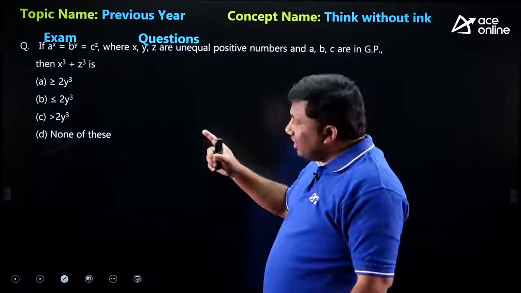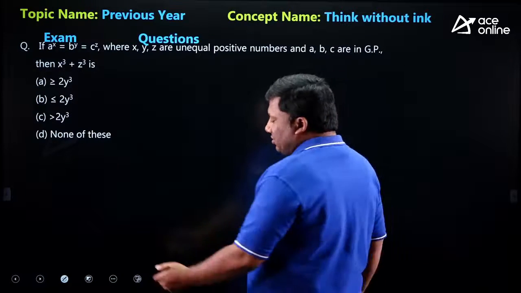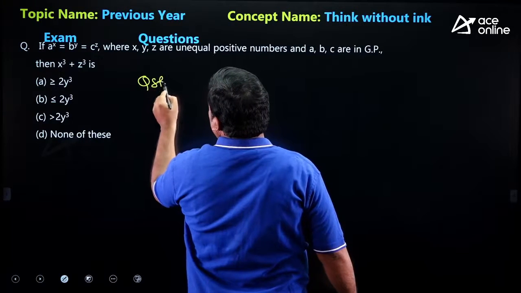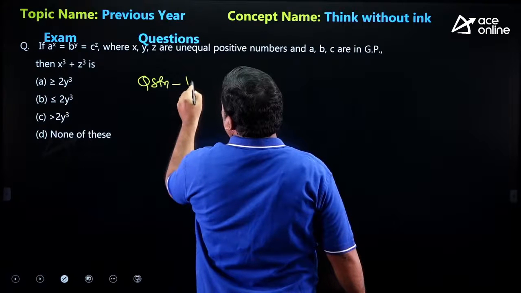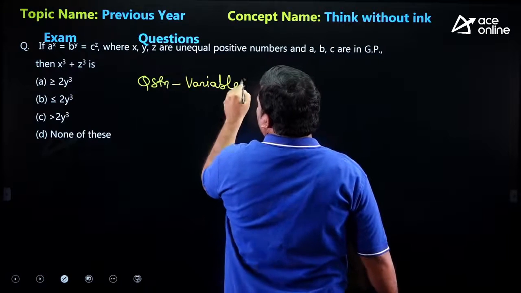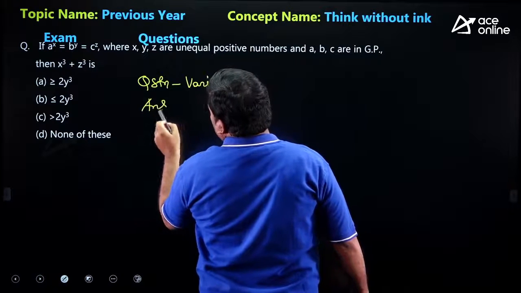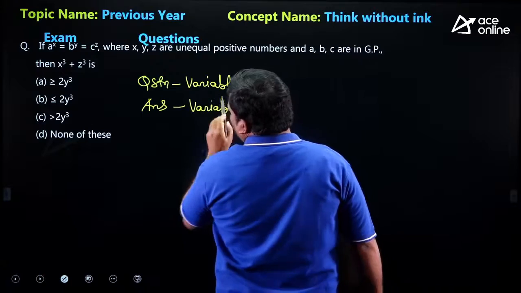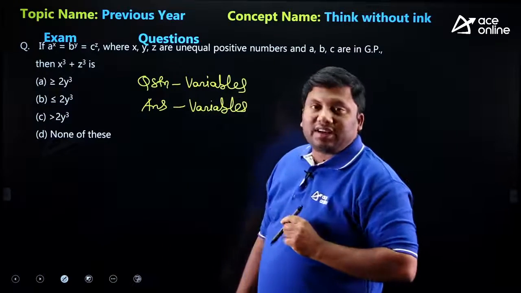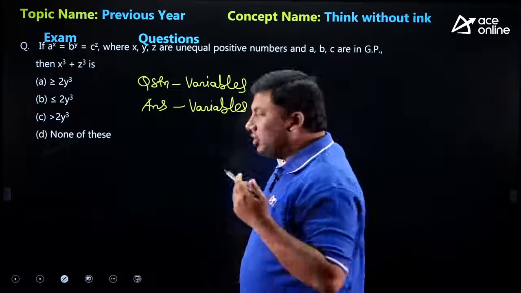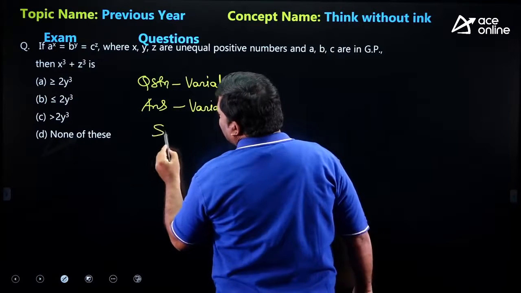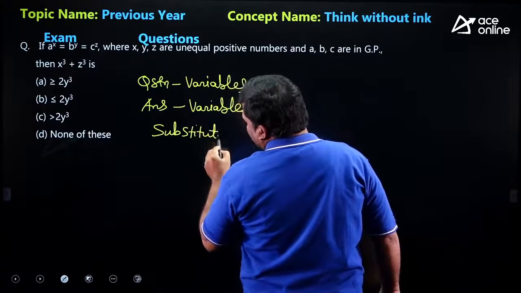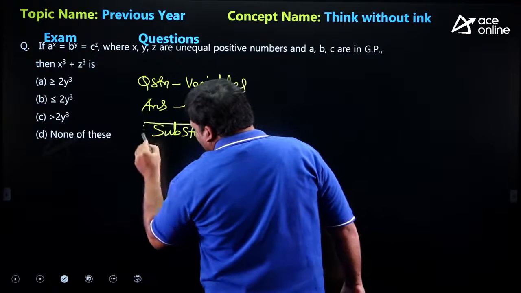Question has variables. Answer also has variables. See here, next one. Question has variables, and answer also has variables. Which method to use? Substitution method needs to be used.